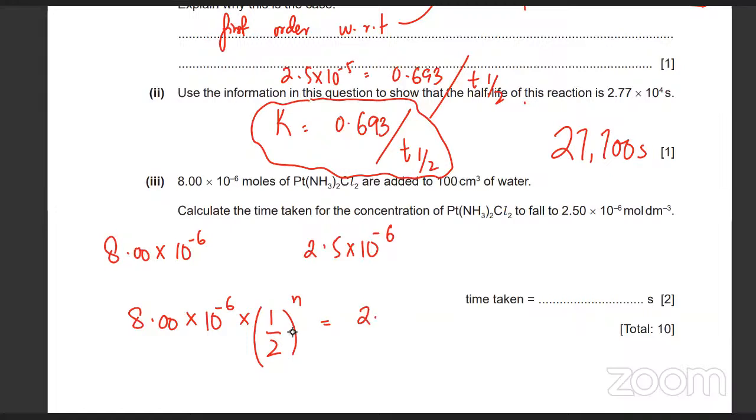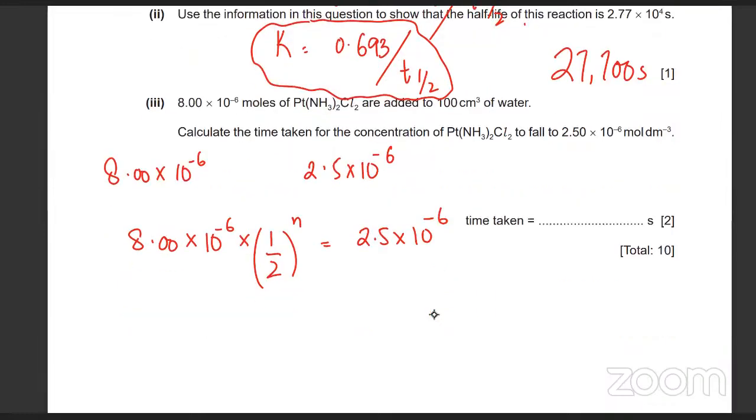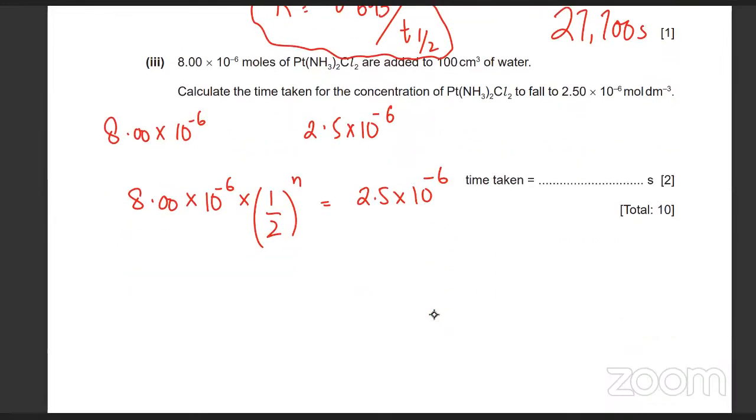Now you don't know how many times it decreases by half, right? But you're expecting, after how many half-lives will the concentration end up as 2.5 times 10 power minus 6? Okay, that's what you're trying to solve. So this is the equation that you're trying to solve. So what's the answer to this?